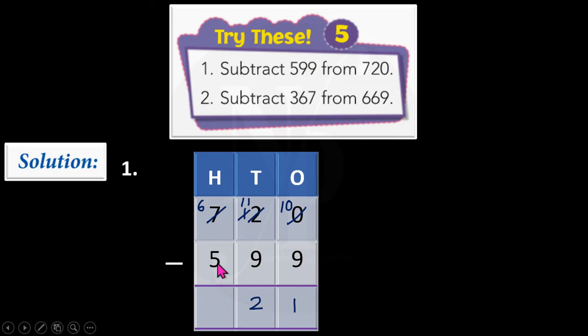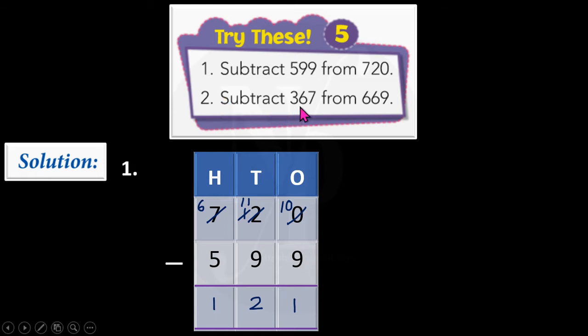Here in hundreds column, we subtract 5 hundreds from 6 hundreds to get 100 as a difference. Therefore, 121 is the difference of 720 and 599. Now let us move to the next question. Second question here.